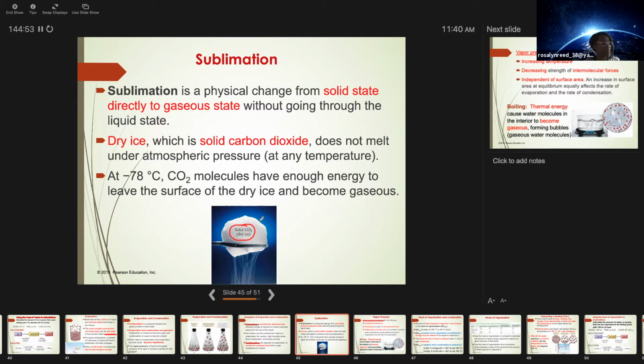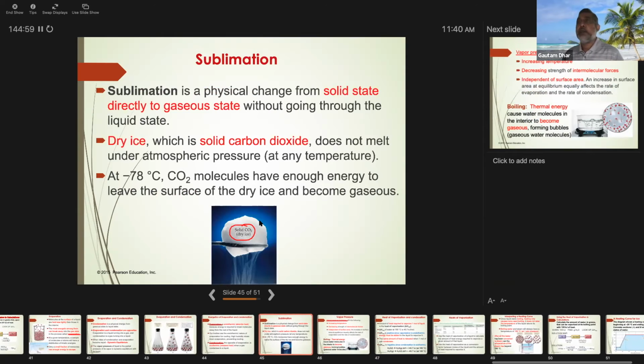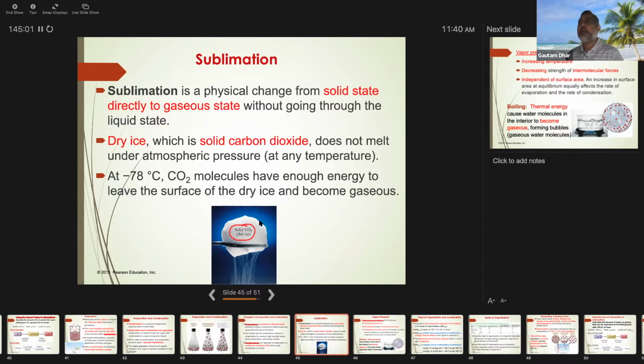We can also see that to some extent in water. If you keep ice in the refrigerator open, it often dries out and becomes smaller and smaller because of sublimation. Some amount of sublimation is always happening.